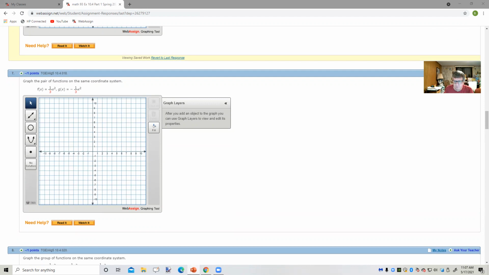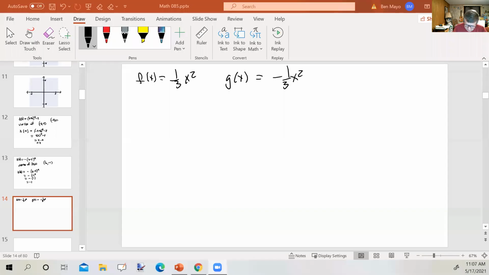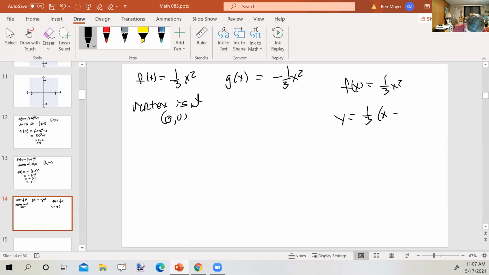Okay, let's go back to the whiteboard screen. So f of x equals 1/3 x squared. The vertex is at 0, 0, isn't it? Because think of this: f of x equals 1/3 x squared would be like y equals 1/3 x minus 0 squared plus 0. In other words, when there's just the x squared term with a coefficient in front, the vertex is always going to be at 0, 0 because you don't have any other numbers affecting it.